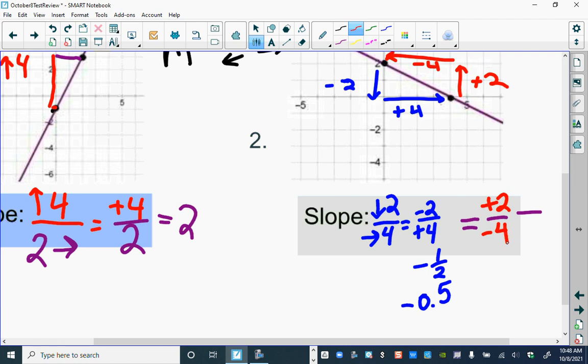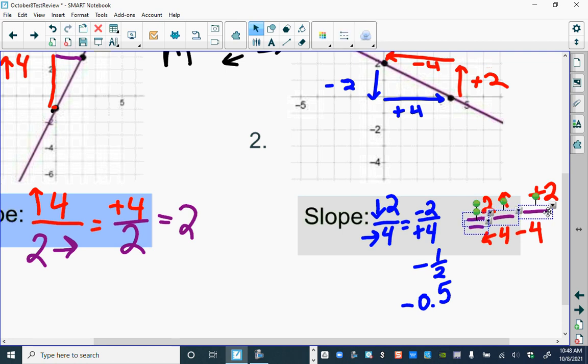Oops, actually, I should have put these guys. Hold on, let me write this a little different. You went 2 up, and then left 4. Let me give you all a little more space here. So is it 2 divided by negative 4? Okay, and what would we get if we did that? The same thing. You will get the same thing.